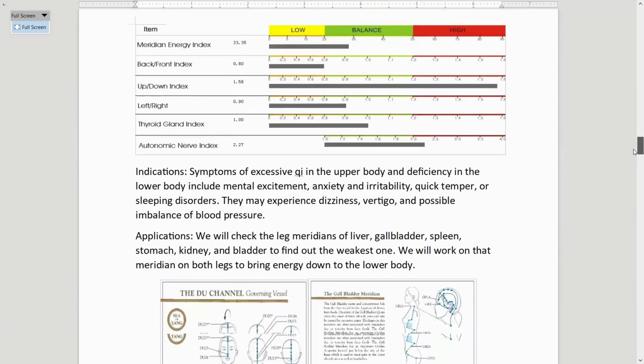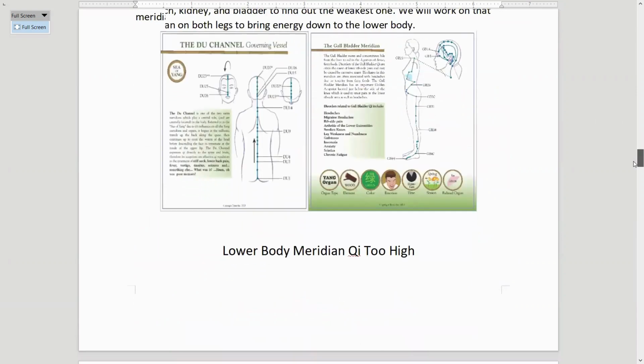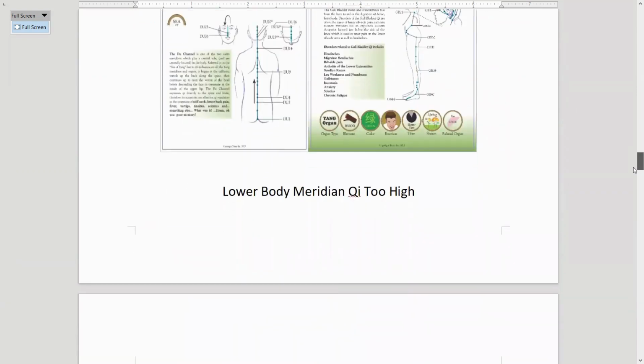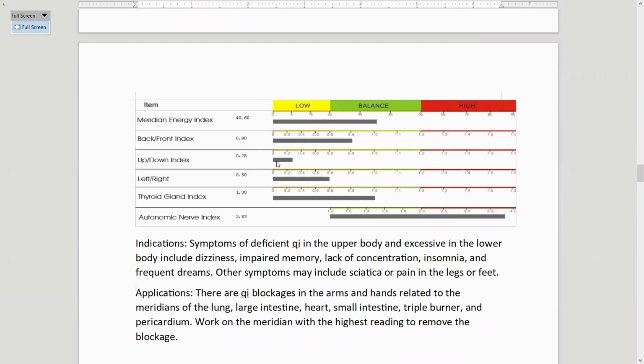And we're going to continue to move. Here are some of the meridians associated with it. And next we have lower body meridian chi is too high, right? So we could see up and down index is way in the low. When we see something like this, we assume that this person might have some cognitive deficiencies going on, but generally speaking, we'd assume maybe they have a heavy gait. So it sounds like they have heavy feet.